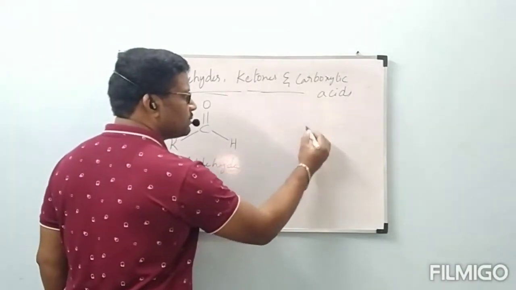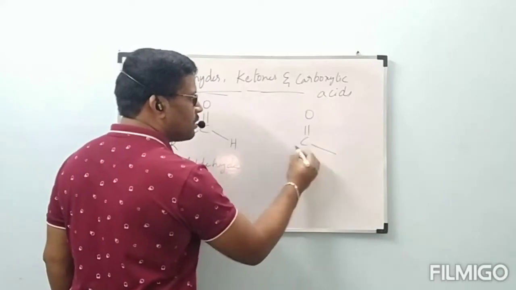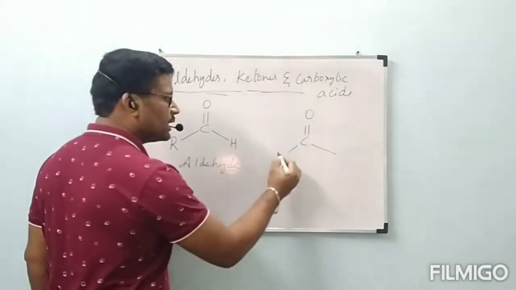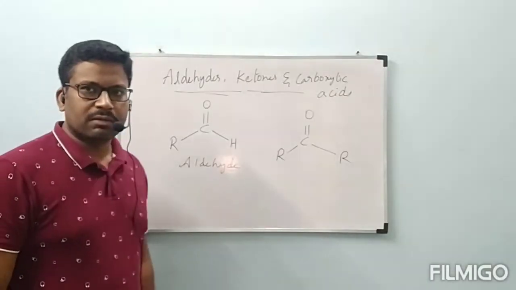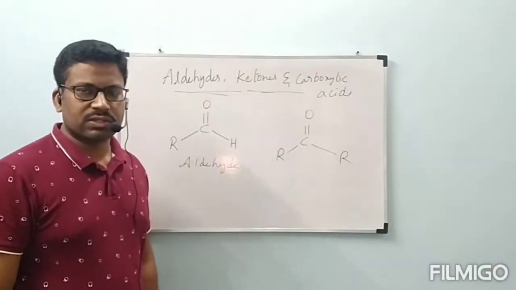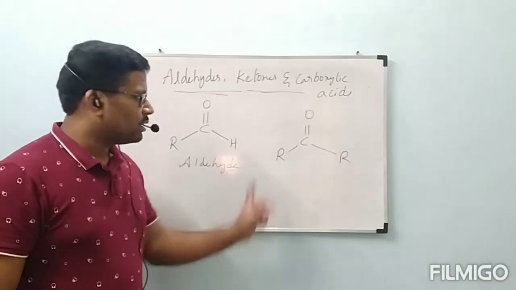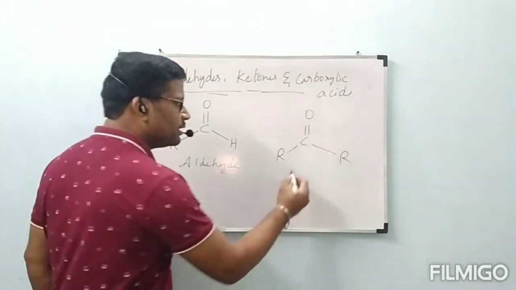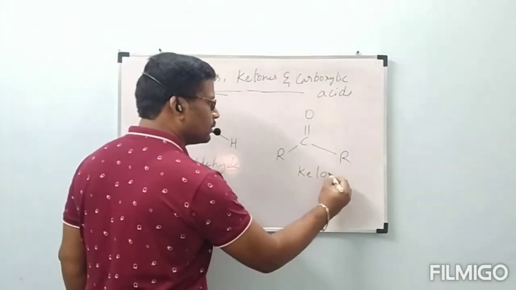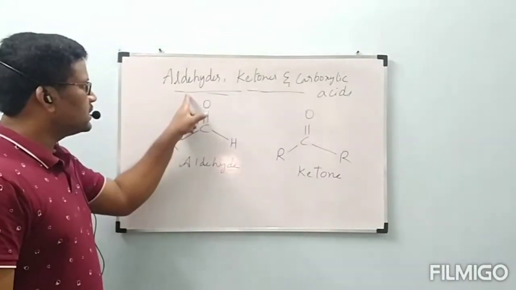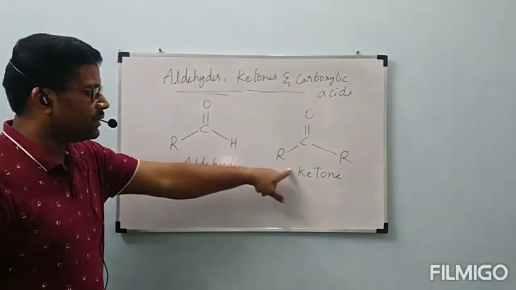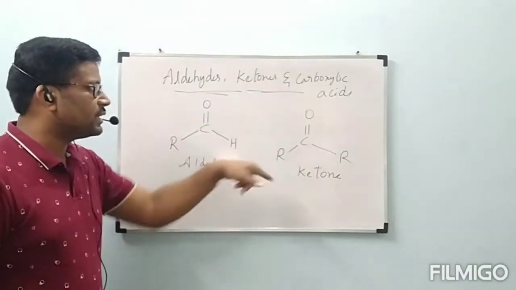If the carbonyl carbon is bonded with two sides alkyl groups, then that is called ketone. Okay, this is aldehyde. Next, this is ketone. This is the general formula of aldehyde and ketone.